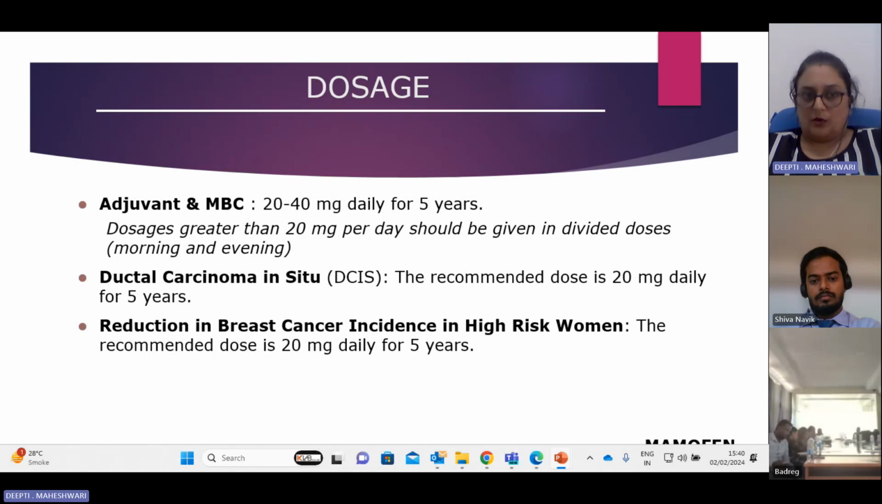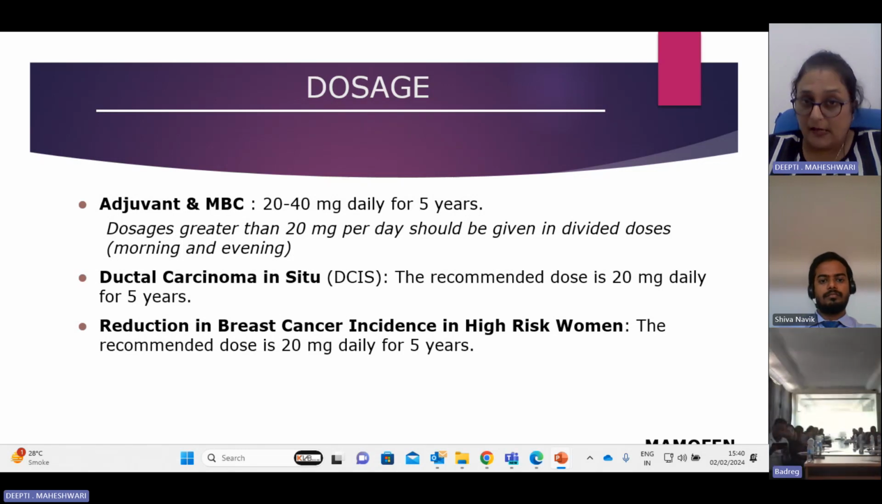Now coming to the dose. The dose of tamoxifen generally, for adjuvant and in metastatic breast cancer, is between 20 to 40 milligram daily for 5 years. But what we have observed here in India is generally females are given 20 milligram daily for 5 years. So you'll have to check in Ethiopia; depending upon the body surface area of the females, sometimes even 40 milligram might be given.